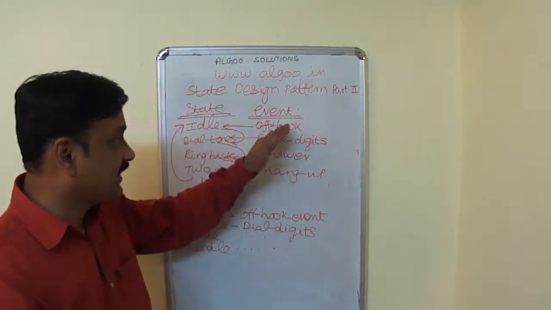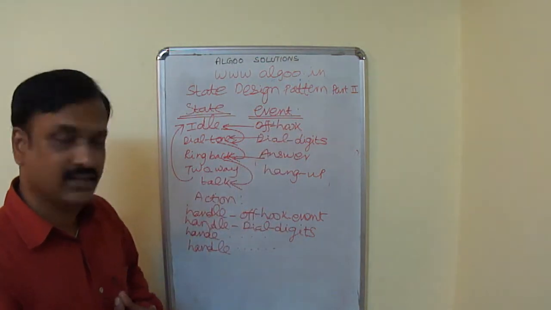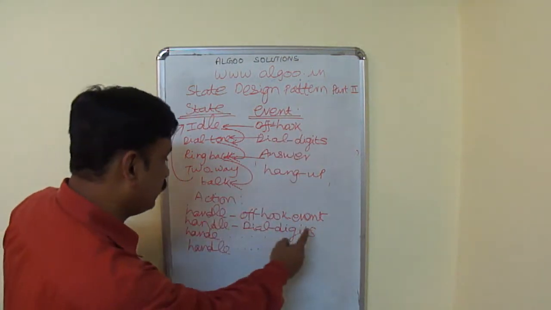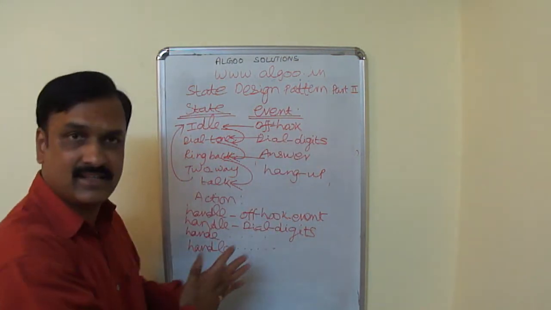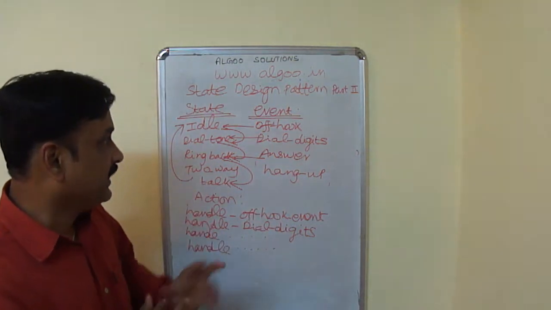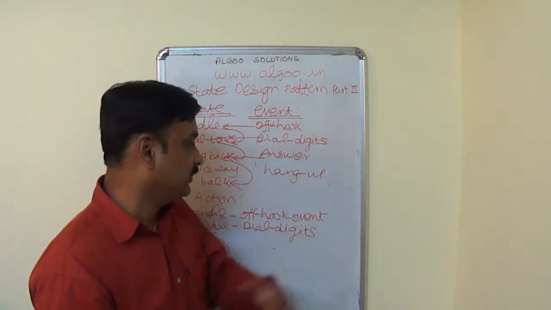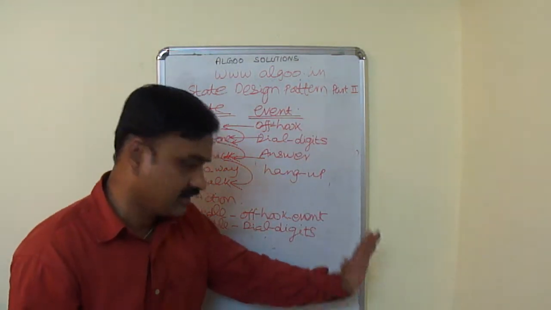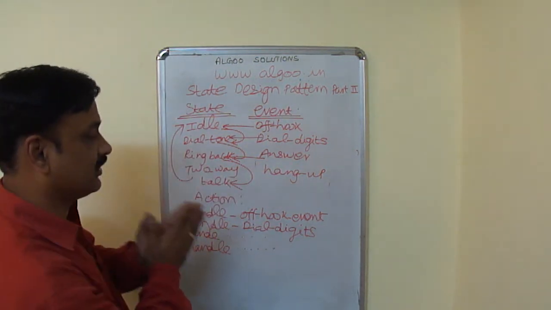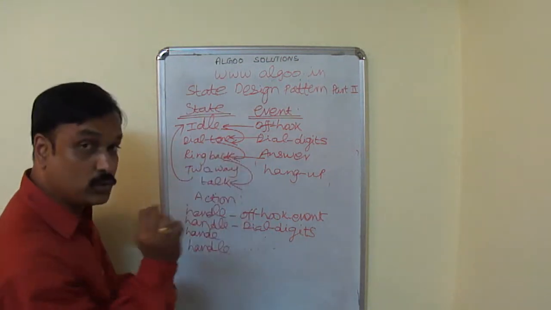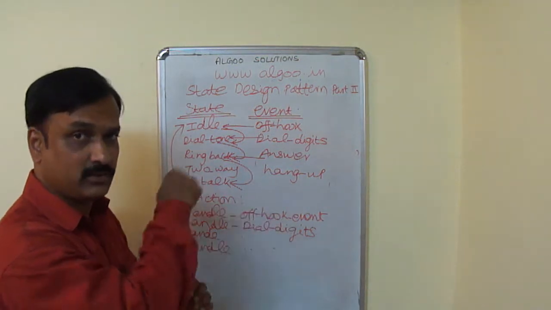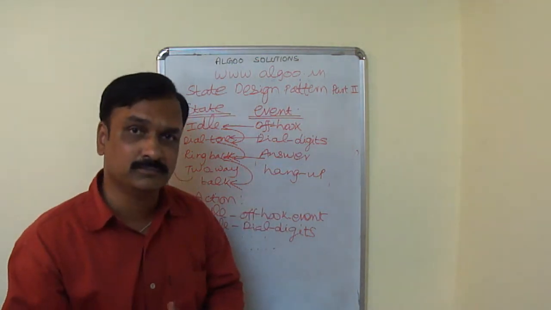Correct? The base class, what does the base class state have? It has actually nothing. It has these handle off hook event, handle dial digits event as an empty implementation. Right? So the base class only has an empty implementation. The derived class actually has the real implementation. Now the context has a record of these states. The context also has that two-dimensional array which actually does the state transition. Remember that two-dimensional array which we talked about in the last video?